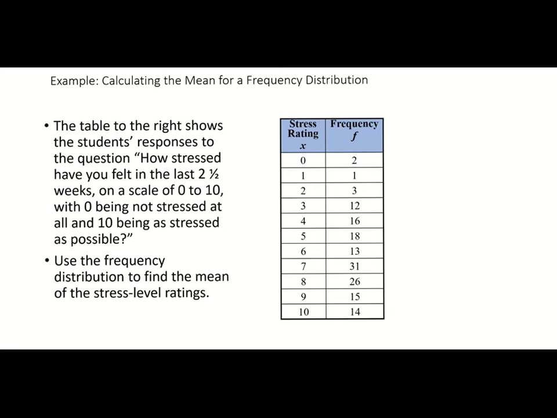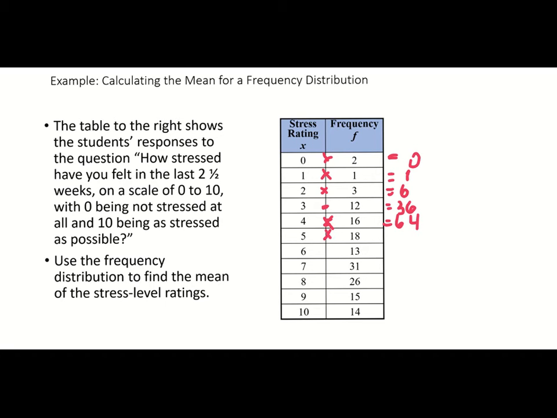All right, so the first thing you have to do is take your X, or your stress level, and multiply it times your frequency. So if I do 0 times 2, that gives me a 0. 1 times 1 will give me 1. 2 times 3 will give me 6. 3 times 12 is 36. 4 times 16 is 64.